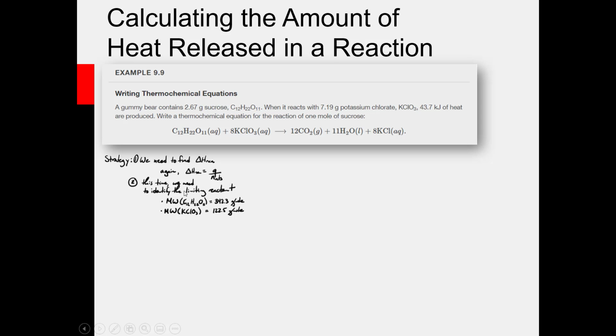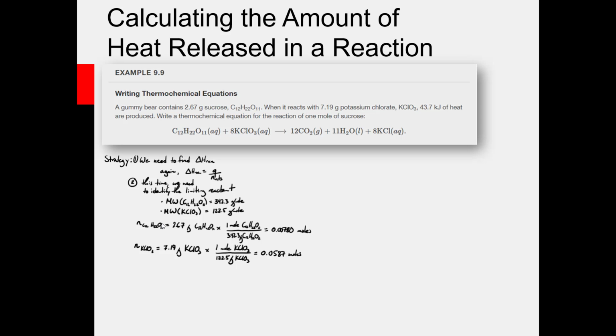To figure out which reactant is limiting, the first thing that we have to do is find the molecular weight for each compound. The molecular weight of sucrose, C12H22O11, is 342.3 grams per mole. The molar mass of potassium chlorate, KClO3, is 122.5 grams per mole. Our first step in figuring out which of these reactants is limiting is to divide the mass of each by the molar mass to determine how many moles of each compound we started the chemical reaction with.